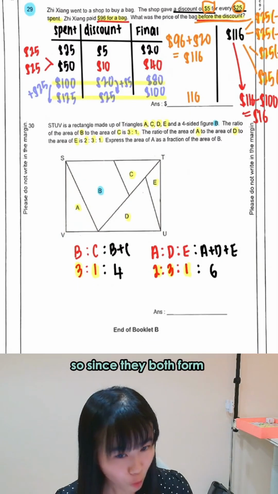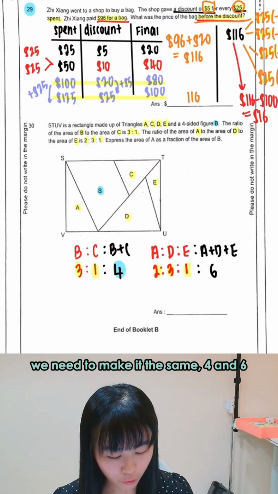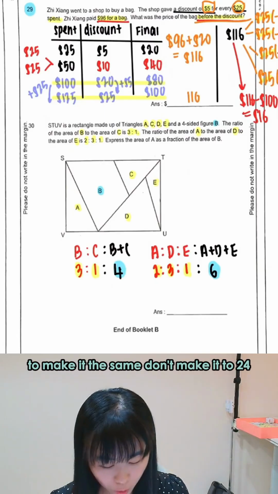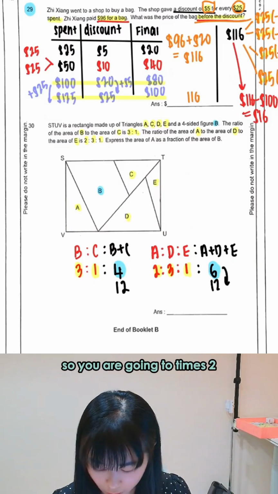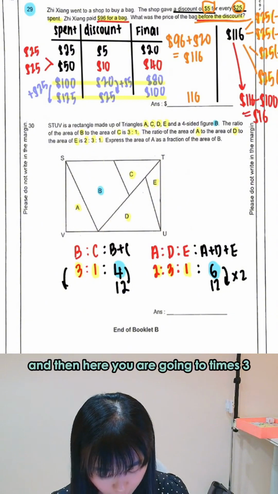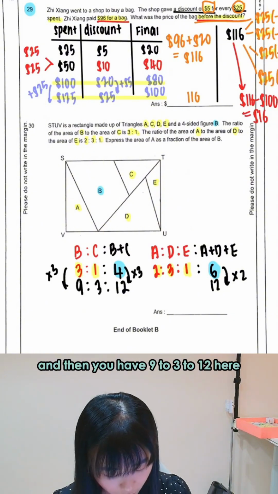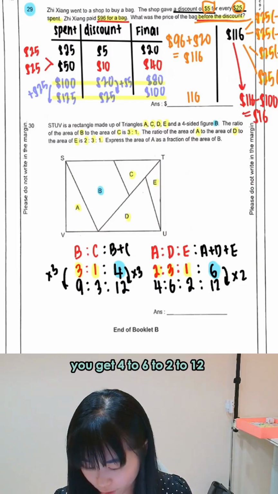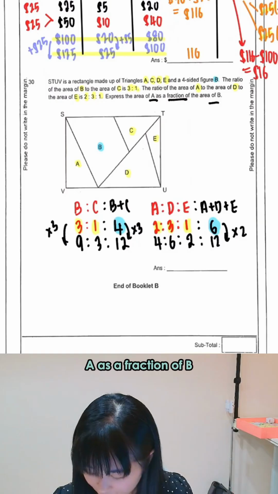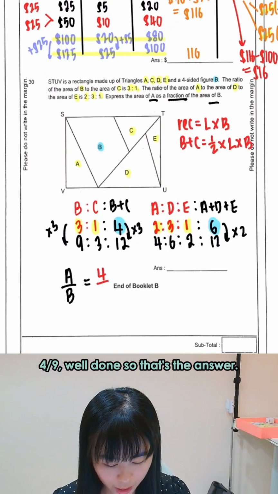So since they both form half of the rectangle, we need to make it the same. 4 and 6, right? To make it the same, don't make it 24, that's too big. Okay, make it 12. So you're going to times 2, and then here you're going to times 3. And then you have 9 to 3 to 12. Here everything times 2, you get 4 to 6 to 2 to 12. A as a fraction of B, it means it's A over B. 4 over 9, well done. So that's the answer, okay?